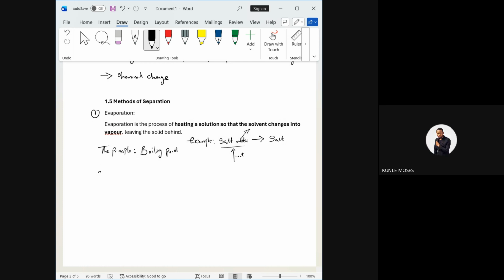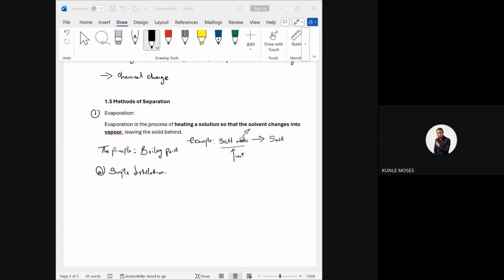The second one, let's go for simple distillation. So this method is just used to separate a liquid from a solution, or you can separate a liquid from another liquid if they have different boiling points. Basically, the principle behind simple distillation is that the substances must have different boiling points.